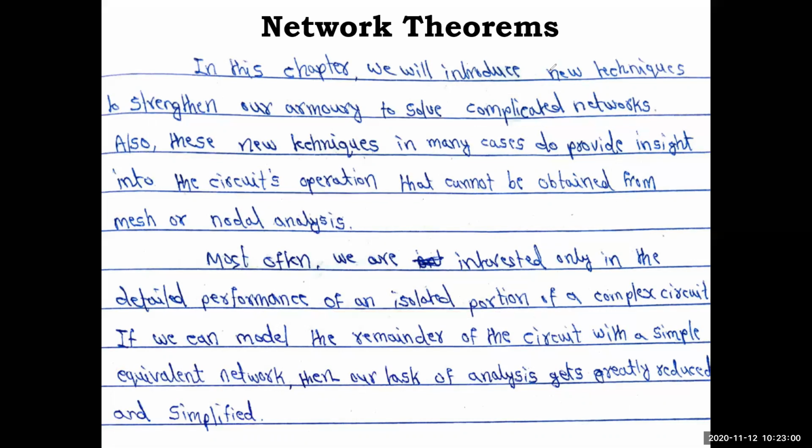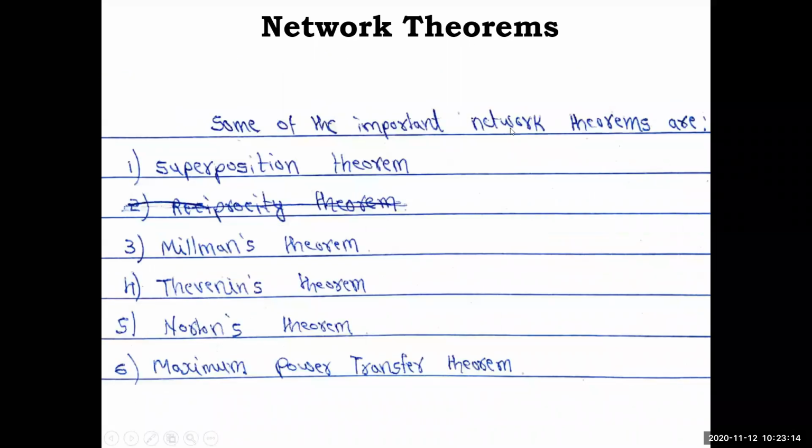So there are different theorems available in electric circuit theory. Some of the important ones are mentioned in the syllabus, and only those we'll go through. Other than that, there are many theorems; if you refer to old books, you'll see many more. Some of the important network theorems used day to day in electric circuits are: first, the superposition theorem, then Millman's theorem, Thevenin's theorem, Norton's theorem, and then the maximum power transfer theorem.